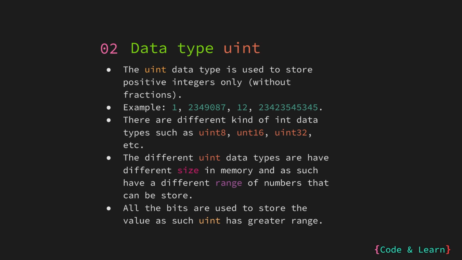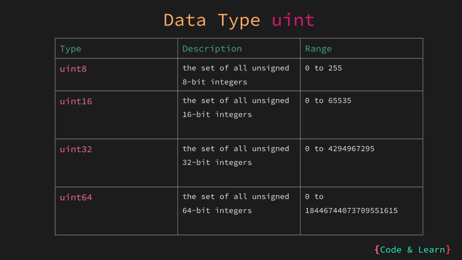Again, similar to the int data type variants, each of these types has a different size in memory, and as such a different range of values that they can store. Since the integer values stored are all positive, all bits in memory are used to store the value. As such, it has a large range and it can store large positive numbers. First up, we have unsigned int8. The unsigned int8 data type uses 8 bits to store the values.